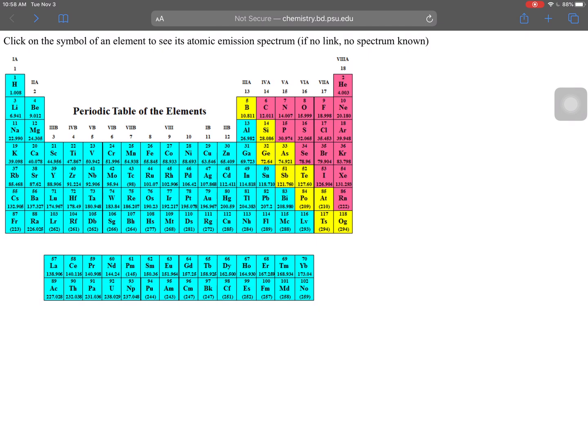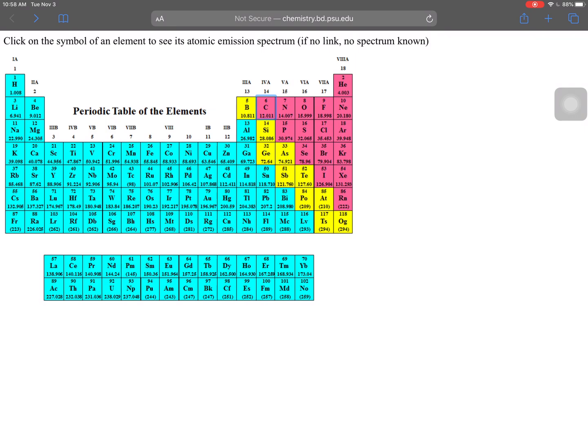Okay, so here is the periodic table of elements. I'm going to show you a few things. Let's look at carbon. This is the line spectra, the pattern of lines that carbon makes when it goes from excited state back down to ground state. So this is the pattern of lines it creates that corresponds to that energy it's releasing as a photon.